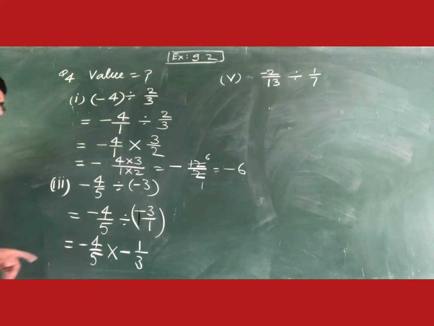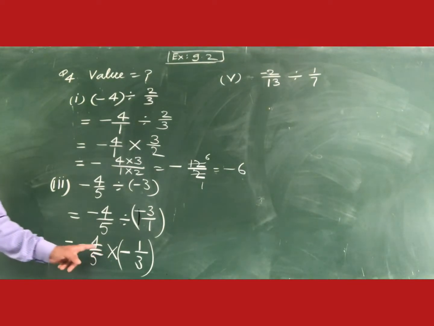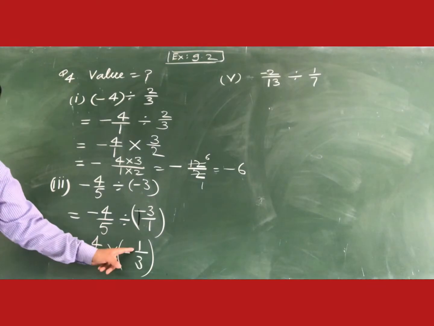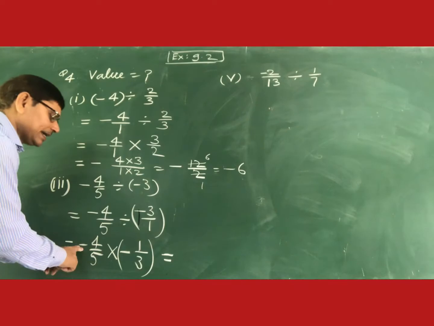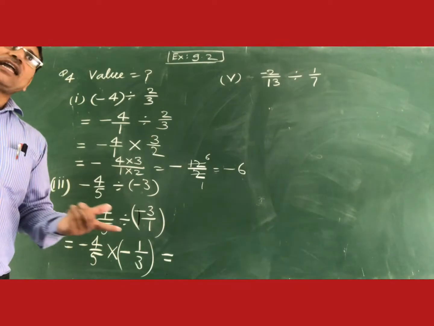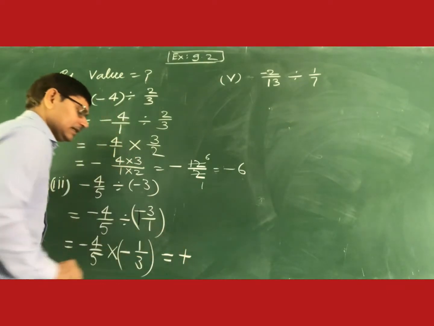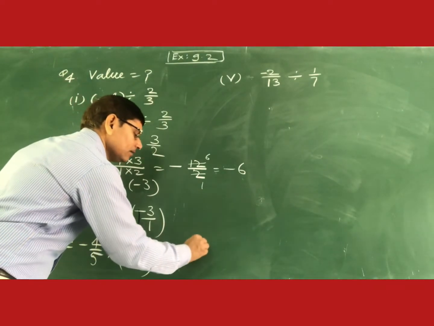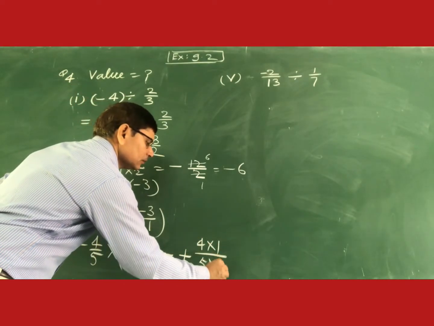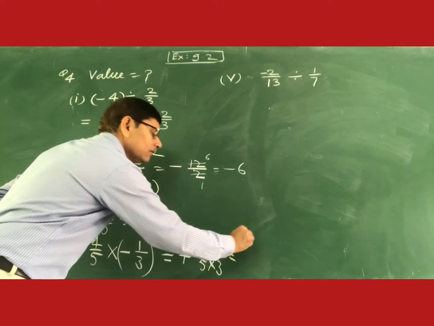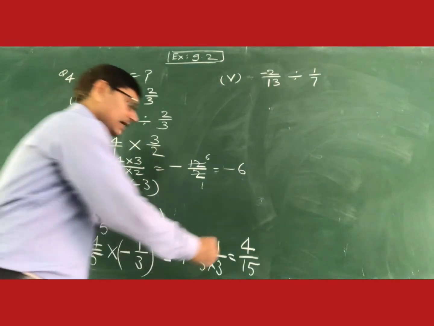After that, you can see that this is the multiplication. So you will multiply numerator to numerator and denominator to denominator. Minus into minus is plus, because this is multiplication. And then 4 into 1 divided by 5 into 3. So you will get 4 1s are 4 and divided by 15. So this is the answer of this question.